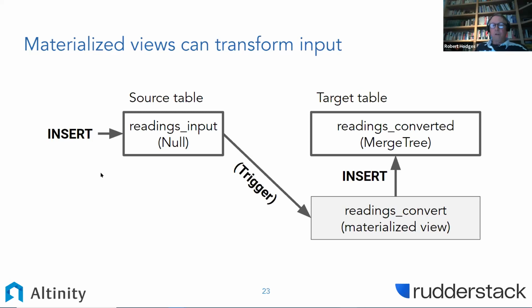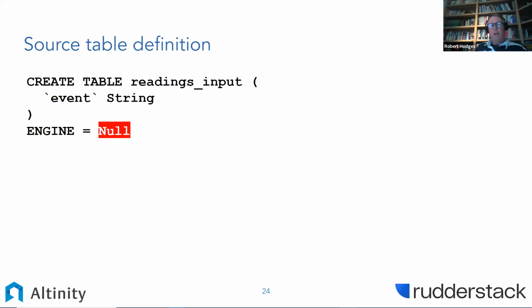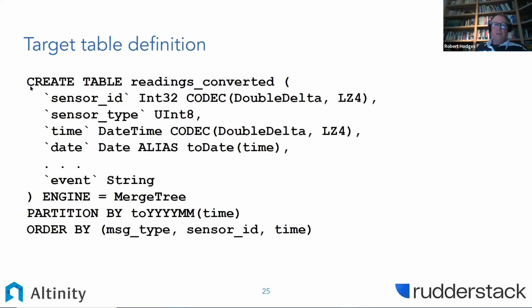So as a result, loading data would be as simple as having this input table where we just read that event in, so we just have the event. And then we have a target table, which is the converted readings. And this target table then has a bunch of optimizations on it, like using specialized codecs that can reduce the data by up to 99% before it's even turned over for compression, and other tricks like that that allow us to have incredibly cost-efficient and performant storage.